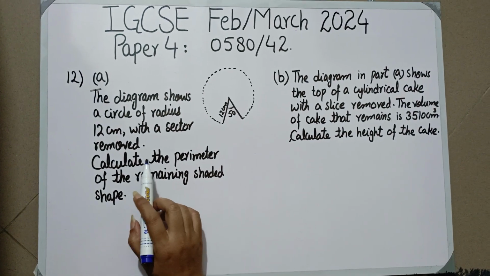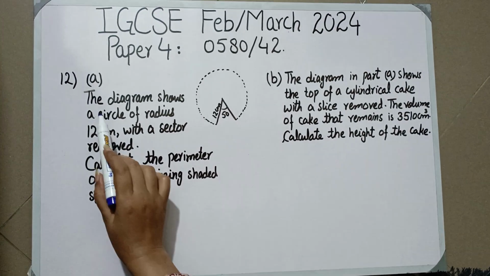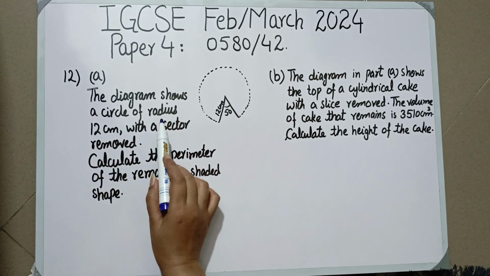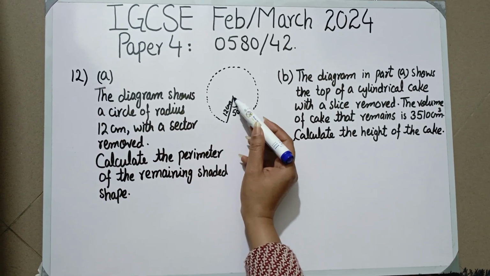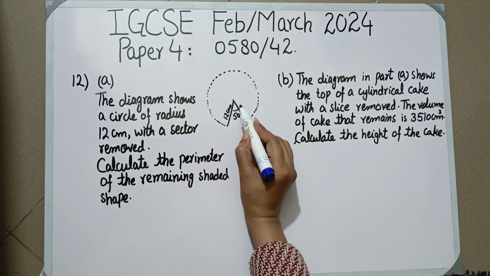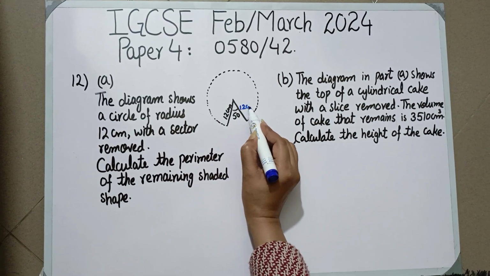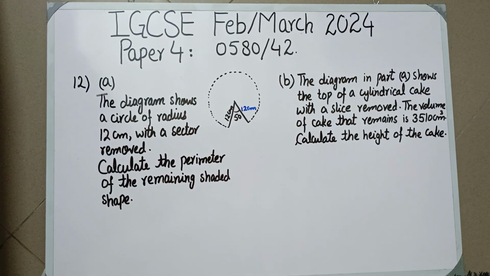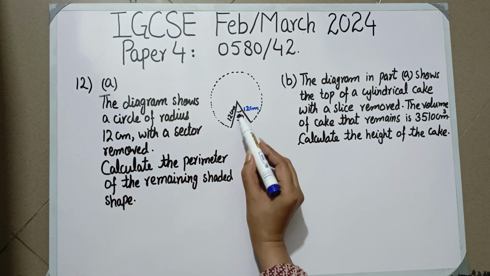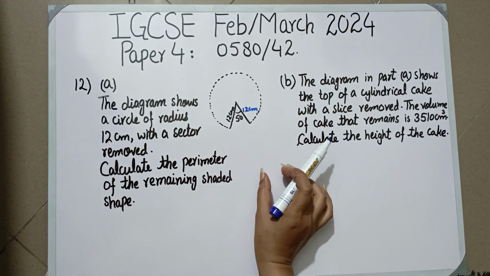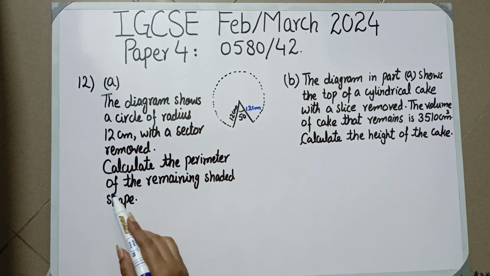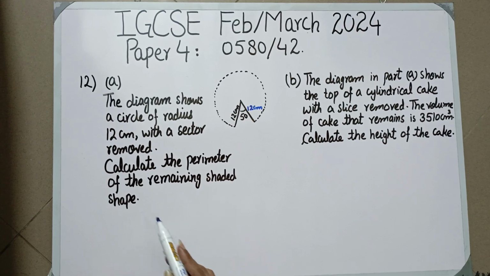In question number 12, the examiner asks: the diagram shows a circle of radius 12. This is the radius. If this is 12, this line is also 12 centimeter because the radius of a circle is always the same. With a sector removed, this is a sector which he has taken out. Calculate the perimeter of the remaining shaded area.